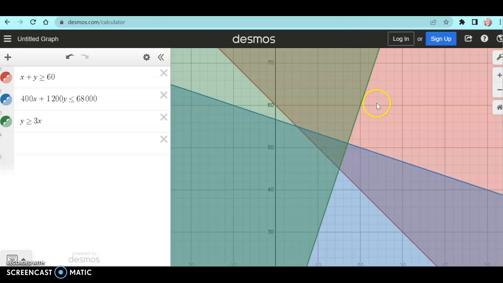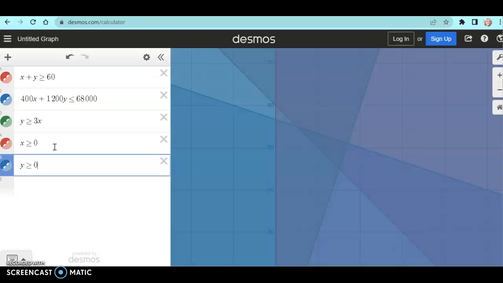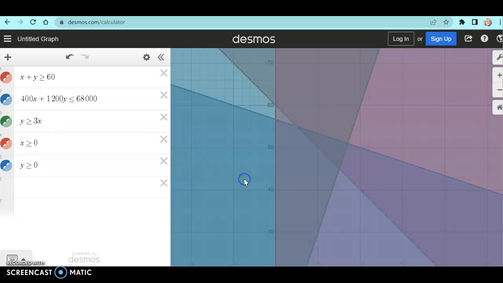That's really all you have to do for number 6, except you do want to have these graphed too: x is greater than or equal to 0, and y is greater than or equal to 0. Okay, so we really want to have all of those for number 6. Now number 7 asks you to solve it algebraically, to find out where they intersect algebraically.